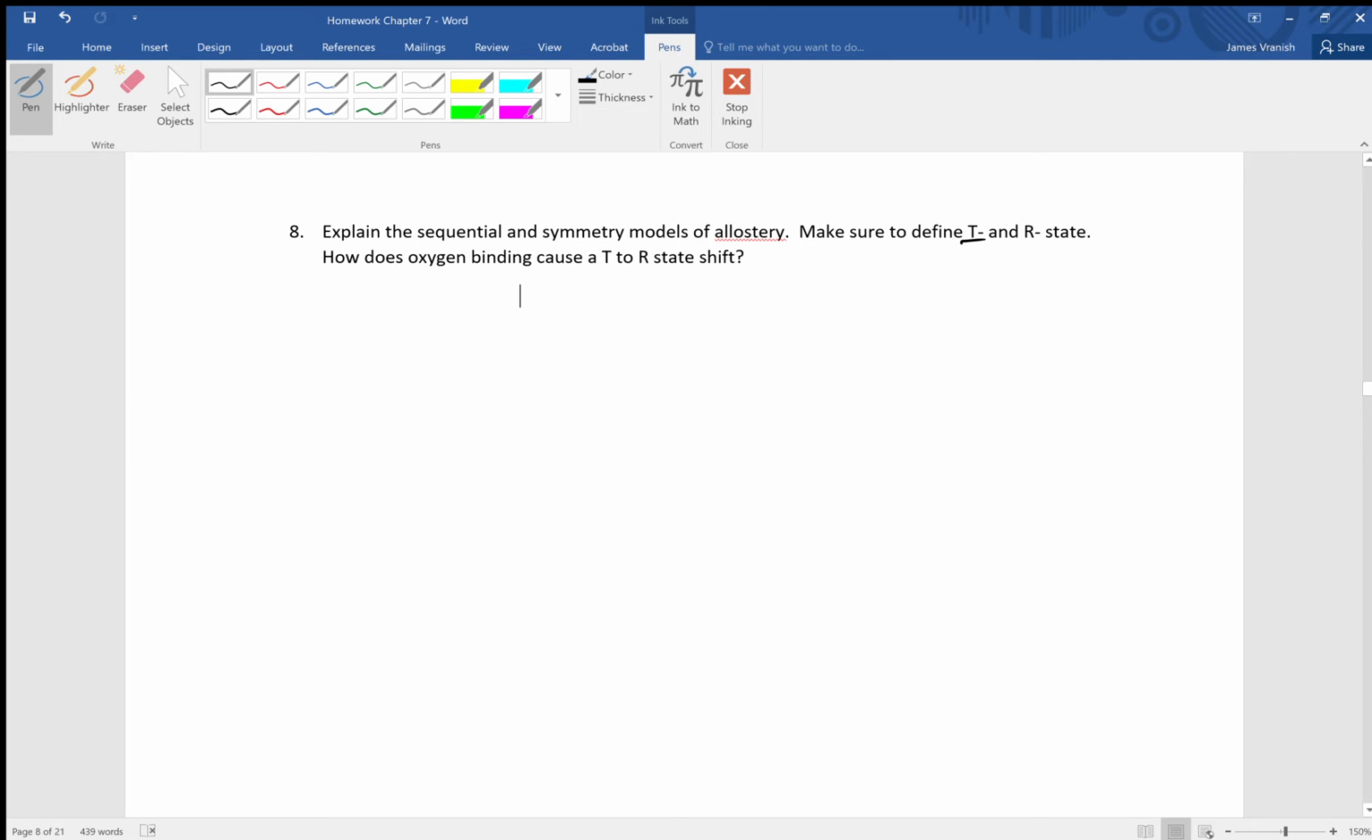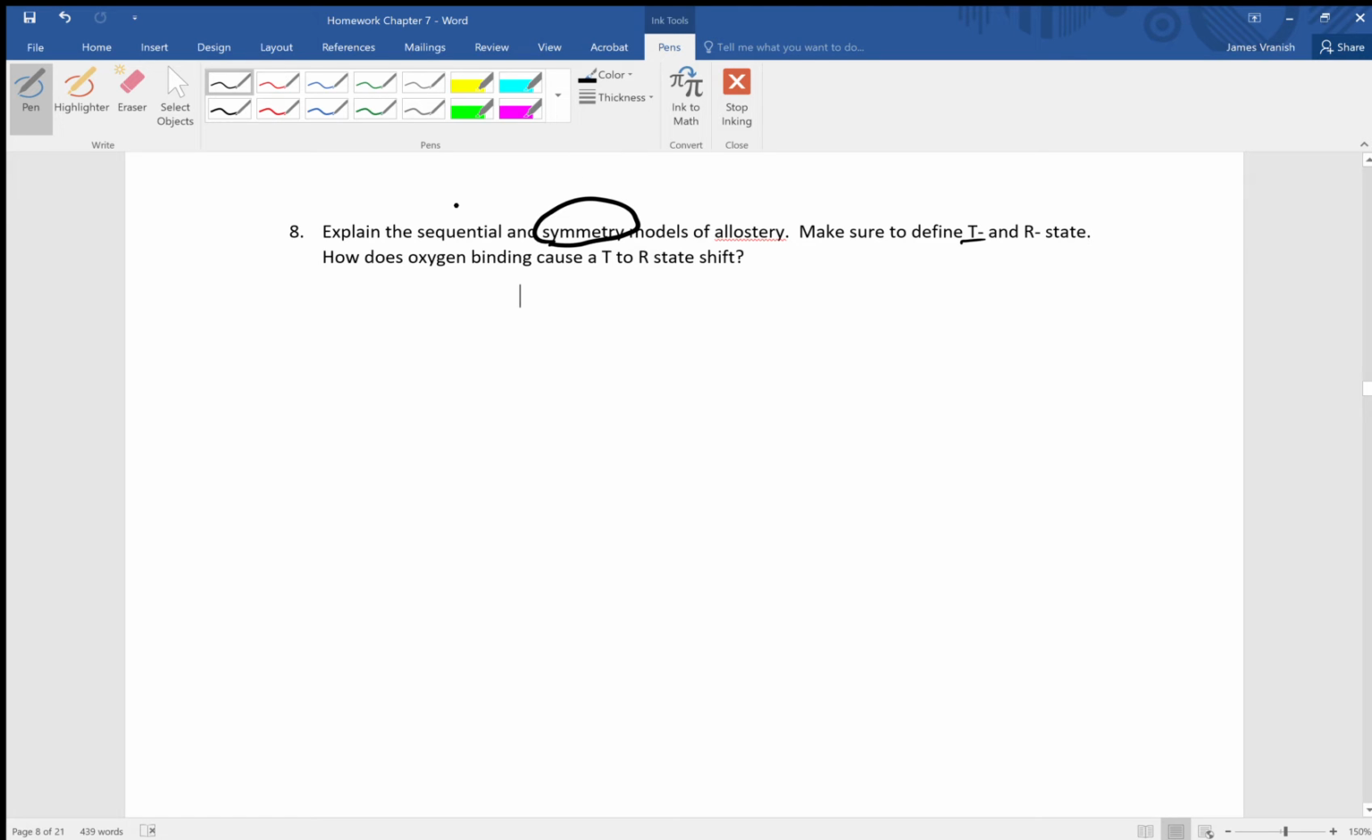Now the difference between the symmetry and sequential models is that in the symmetry model, all the subunits have to either be in the T state or the R state. You can't have 3 subunits in the T and 1 in the R. You can't have 3 in the R and 1 in the T. You can't have 2 and 2. They all have a choice of being in the T state or the R state, and there is no in between. That is the symmetry model.